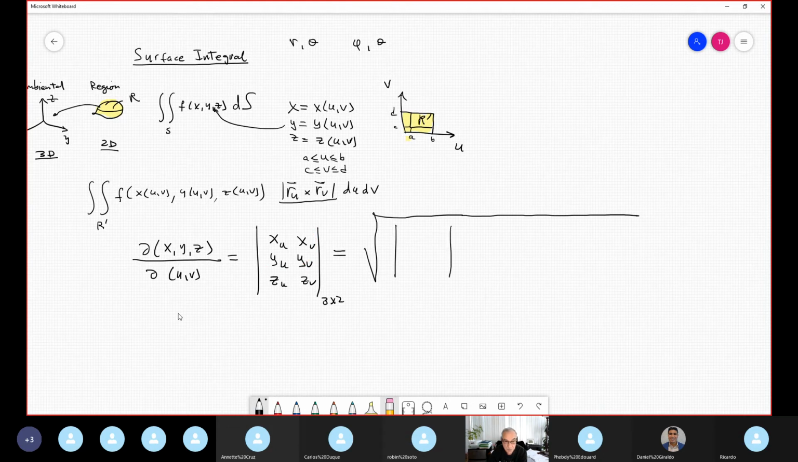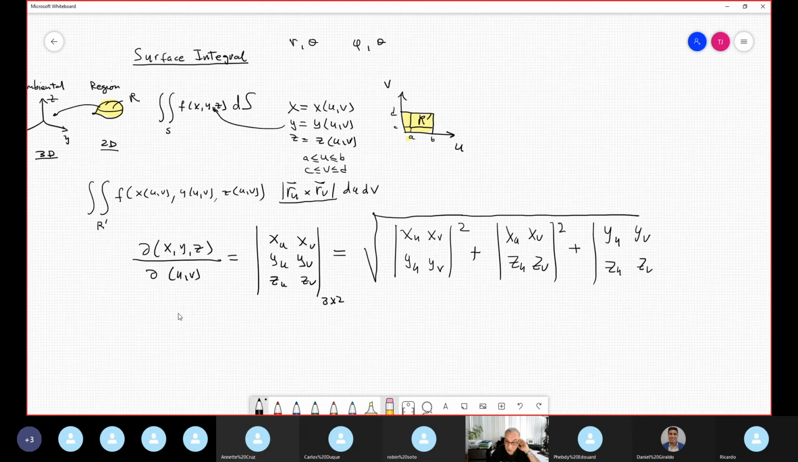The first one, squared, is x_u x_v, y_u y_v, plus another determinant, so their combination that we have. Another determinant is, for example, x_u x_v, z_u z_v, so I omit mentally the y part, squared. And this is, I omit now mentally the x part, because I use x here and here, z_u z_v squared. Okay, but this is weird, professor.